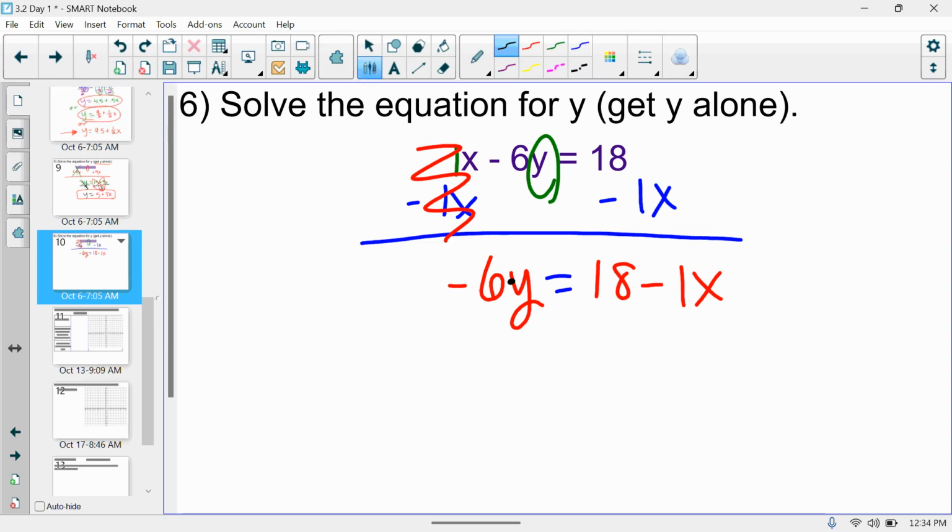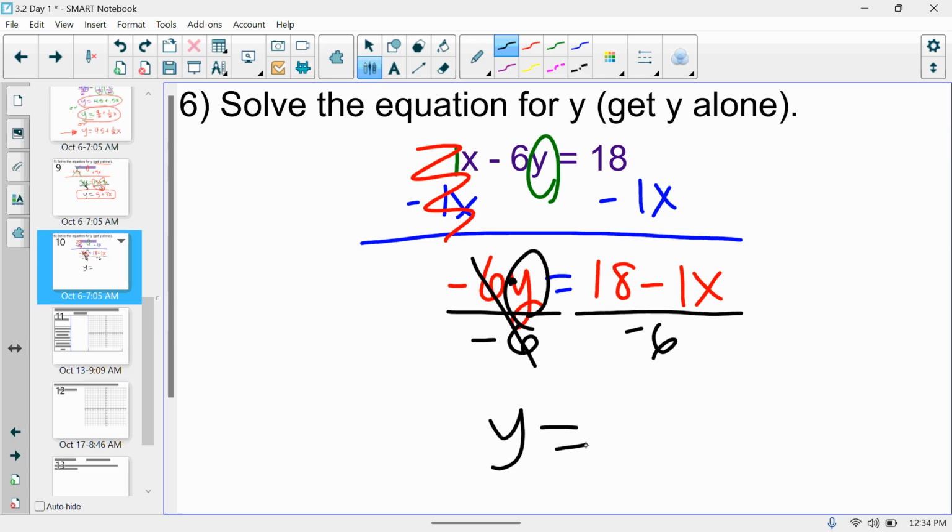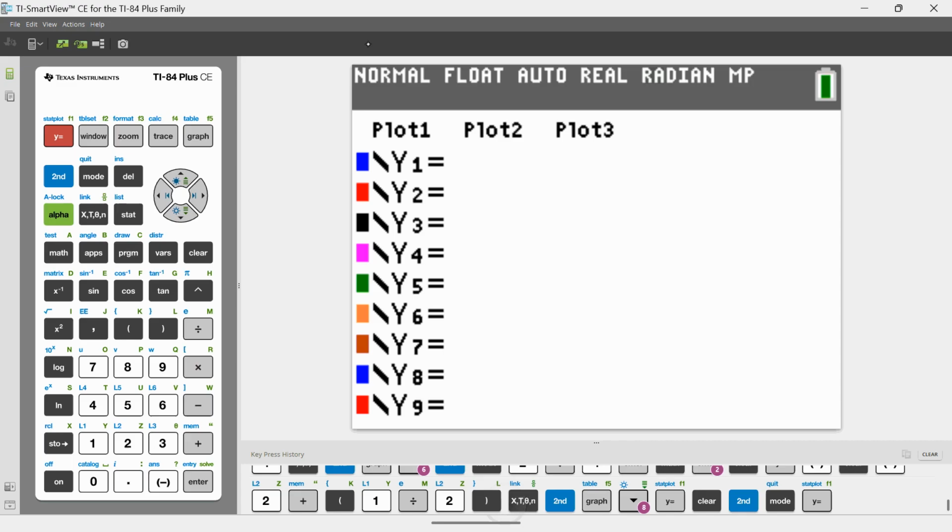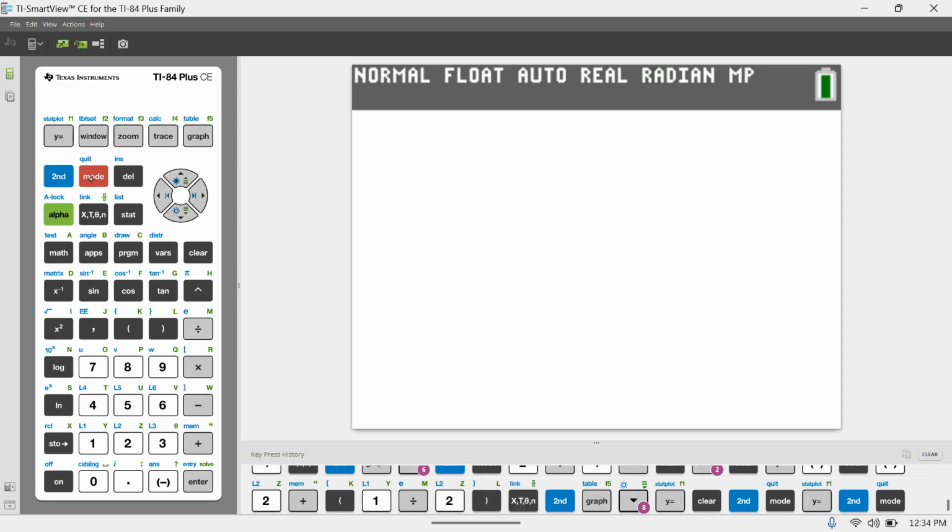This says negative 6 times y, so to get y alone, we have to do the opposite of multiplication. We have to divide by negative 6. Now, guys, you have to do 18 divided by negative 6, which is negative 3, but we have to also do negative 1 divided by negative 6. You got to be careful about your order of division. The negative 1 comes first, then the negative 6. We have to type it in that order in our calculator.